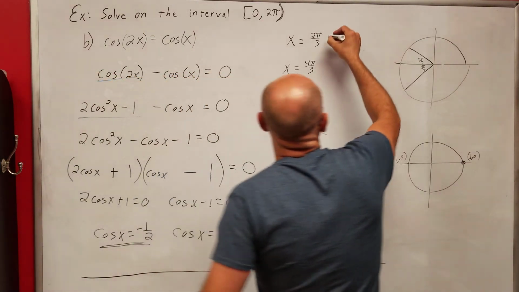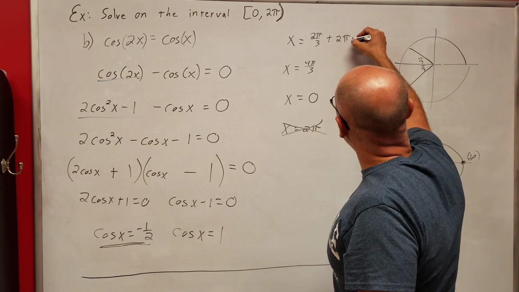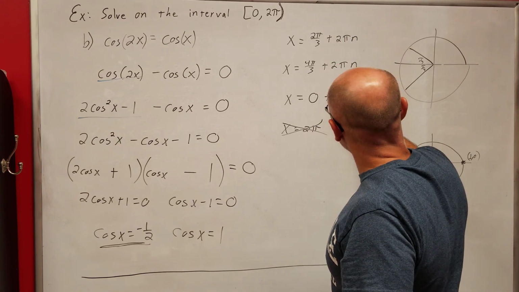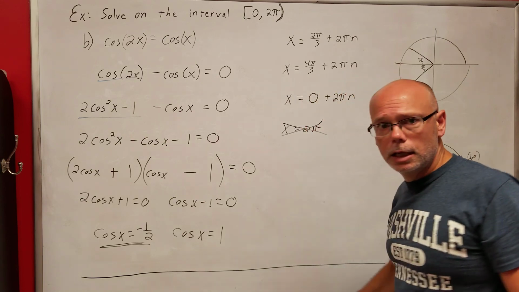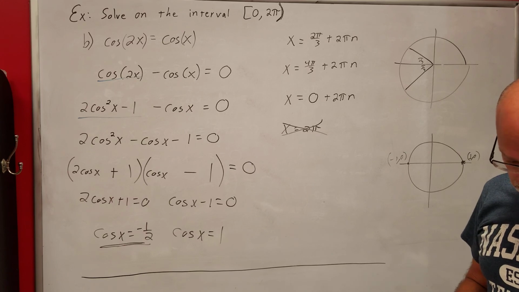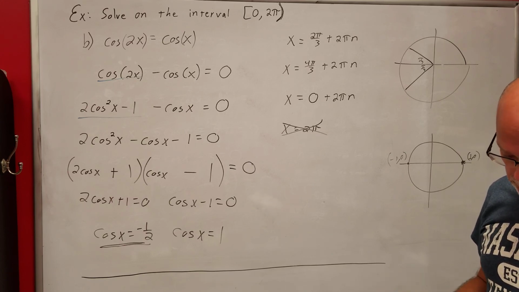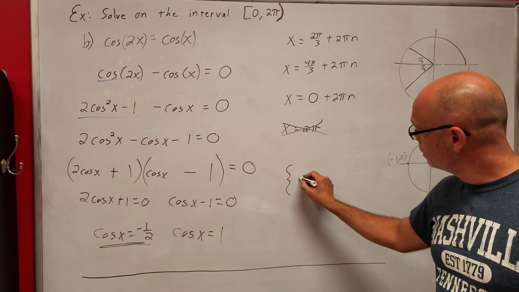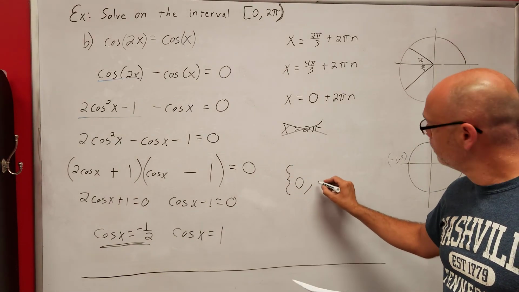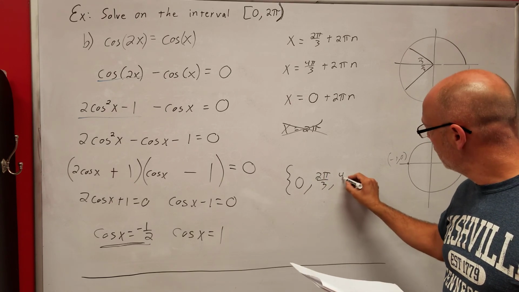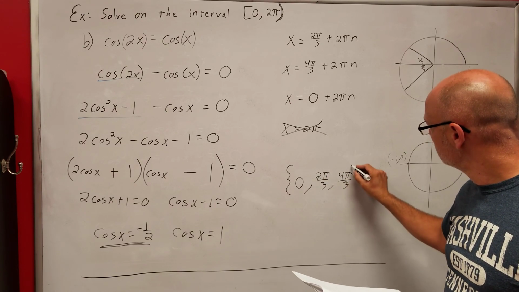All right, what do I need to do here? Plus 2 pi n. And then go through n is 1, n is 0, n is 2, n is negative 1, and all that stuff, okay? And if you do that, you come up with a solution set. I'm just going to skip to it: 0, 2 pi over 3, and 4 pi over 3.